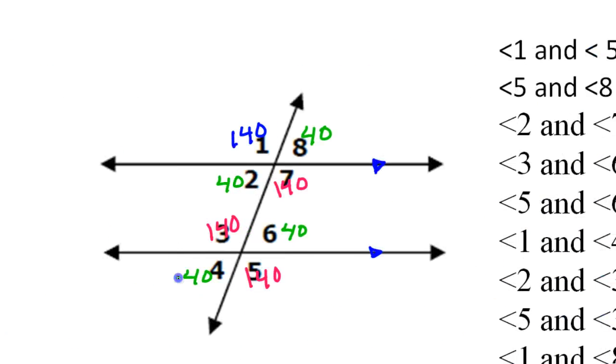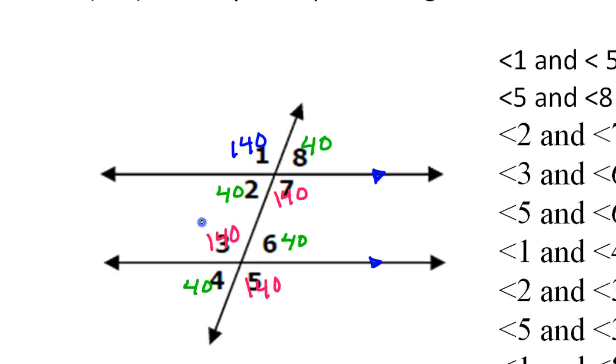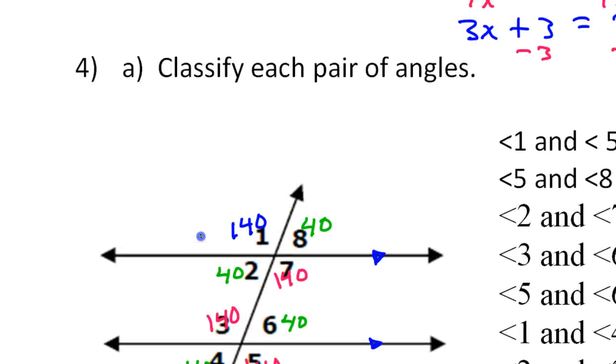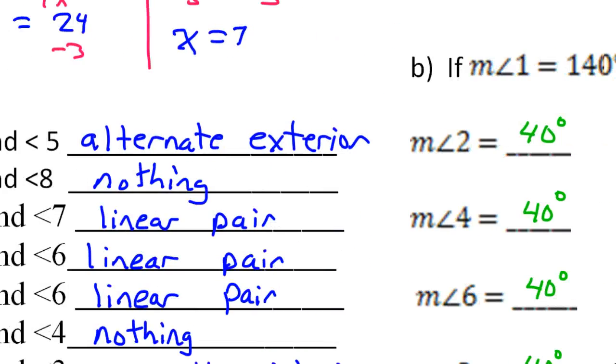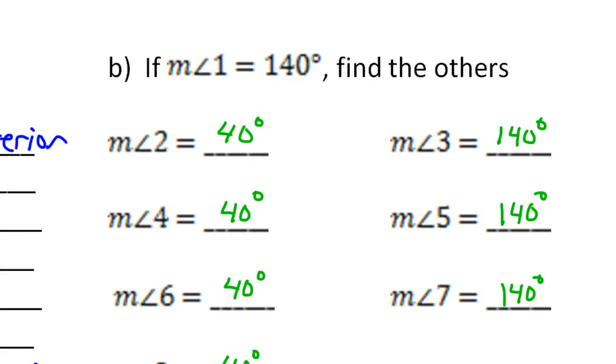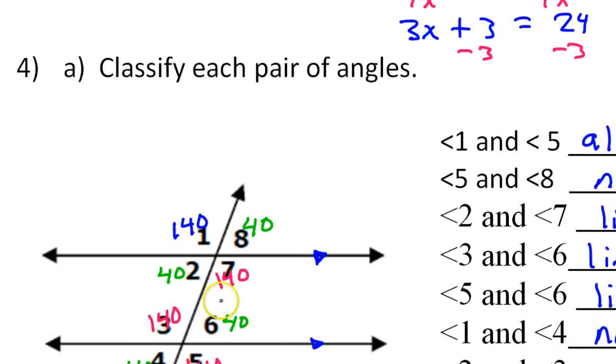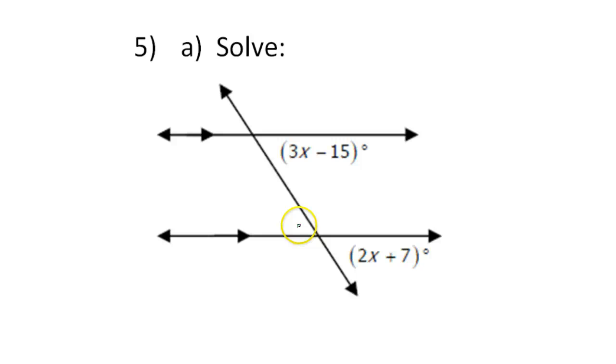Okay. So that was number 4A. Alright, and 4B. So that's it for number 4. Let's move on to number 5.